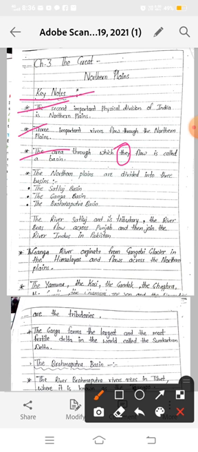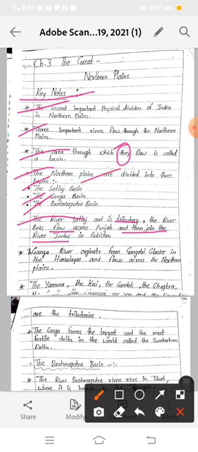Now the Northern Plains are divided. You learn in this chapter that our Northern Plains are divided into three basins according to the rivers which are flowing in this region. First is the Satluj basin, the area where the Satluj river flows. The Ganga basin is the area where the Ganga river flows, and the Brahmaputra basin is the area where the Brahmaputra river flows. The river Satluj and its tributary, the river Beas, flow across Punjab and then join the river Indus in Pakistan.